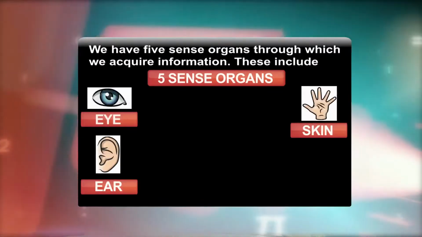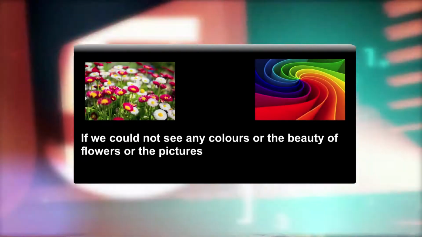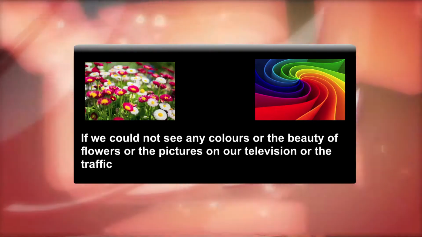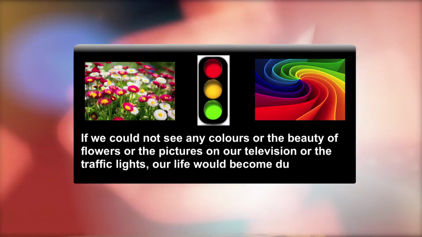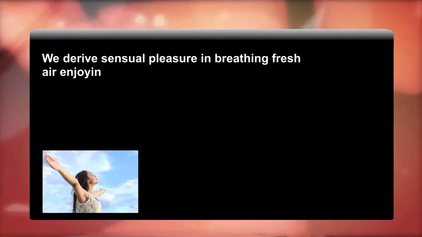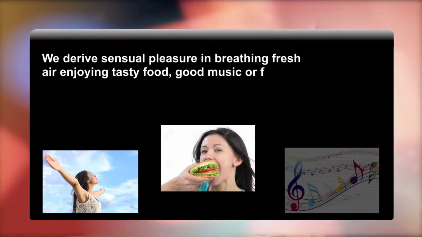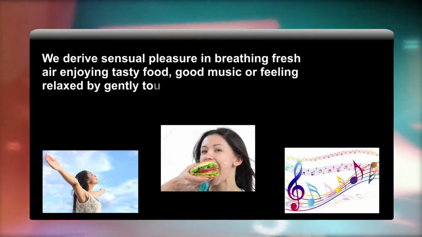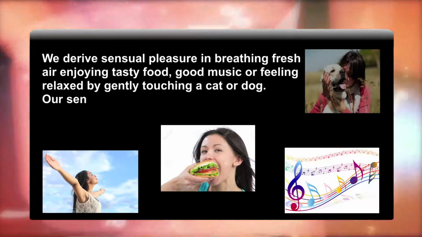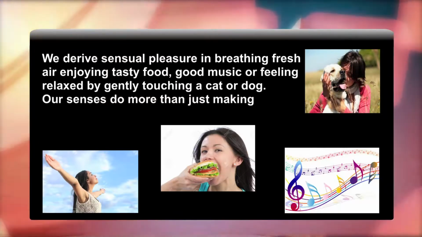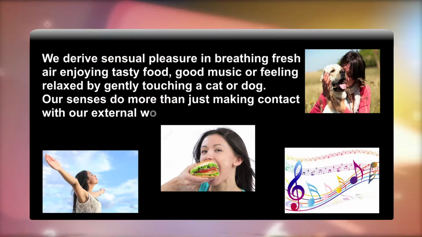These include eye, ear, skin, nose and tongue. If we could not see any colors or the beauty of flowers or the pictures on our television or the traffic lights, our life would become dull and risky. We derive sensual pleasure in breathing fresh air, enjoying tasty food, good music, or even feeling relaxed by gently touching a cat or a dog. Our senses do more than just making contact with our external world.